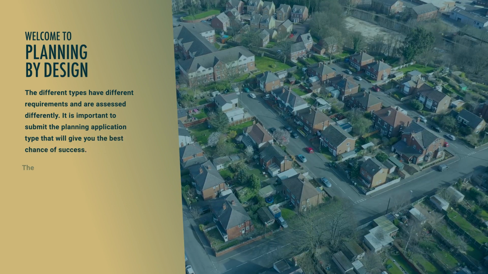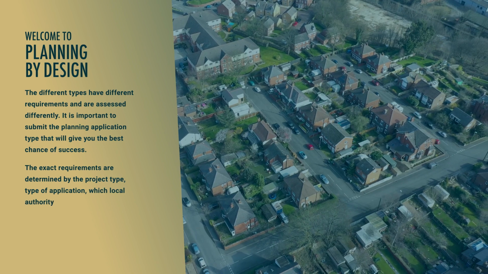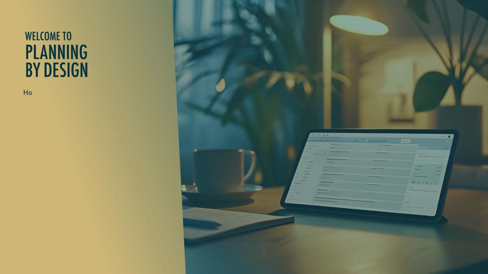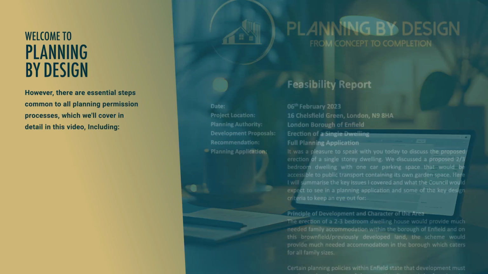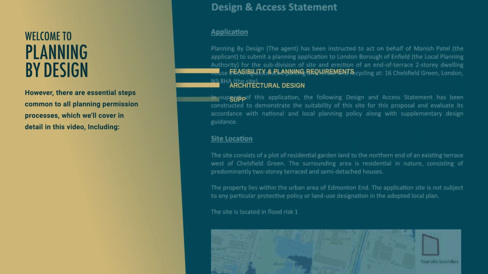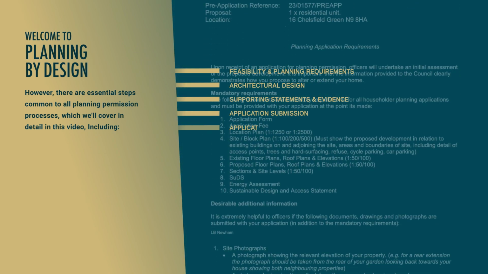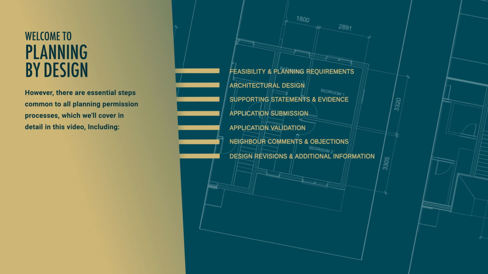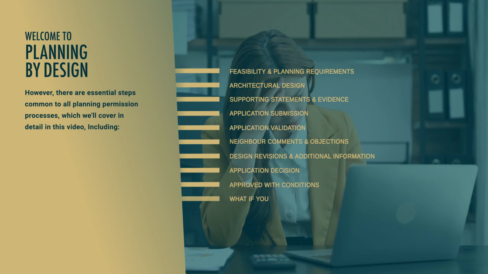The exact requirements are determined by the project type of application, which local authority you are submitting to, and what constraints are present at the site address. However, there are essential steps common for all applications which we'll cover in detail in this video, including feasibility and planning requirements, architectural design, supporting statements and evidence, application submission, application validation, neighbour comments and objections, design revisions and additional information, application decision approved with conditions. What if your application is refused?